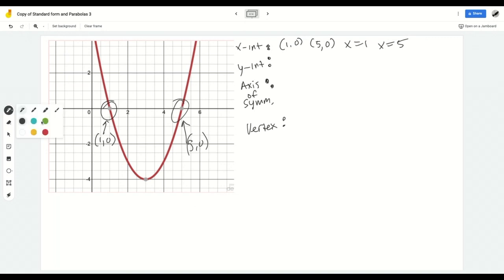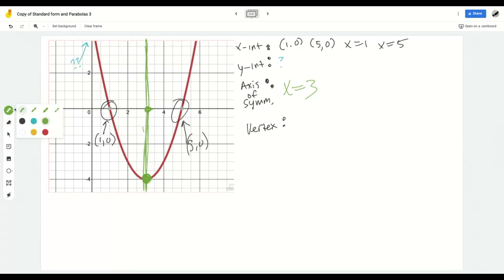The y-intercept. So Mr. Y is hiding way up there. I don't know yet, so I'm going to leave this blank for now. Axis of symmetry. That's right here. It cuts the graph in half. So what's the x coordinate there? That's 3. x equals 3. That's all you have to do.